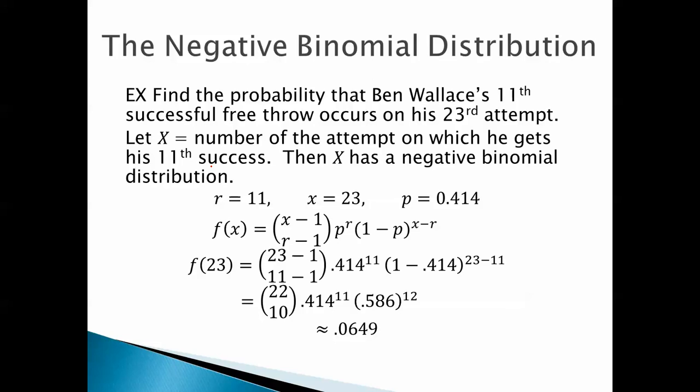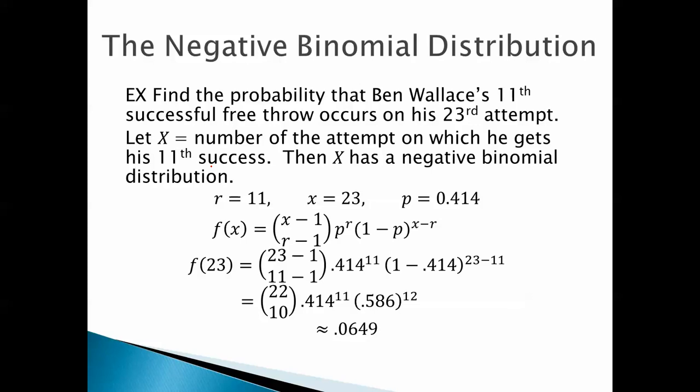Then x has a negative binomial distribution. R, that's the number of successes, that's 11. X is the number of trials, that's 23. Probability of success is p equals 0.414. F of x is x minus 1, choose r minus 1, times p to the r times 1 minus p to the x minus r.